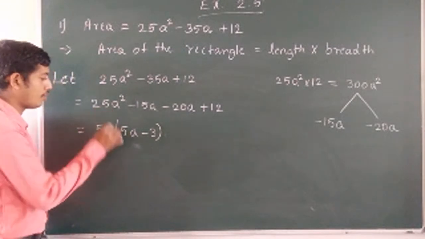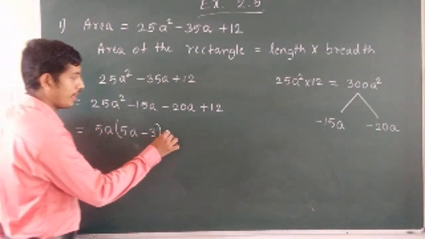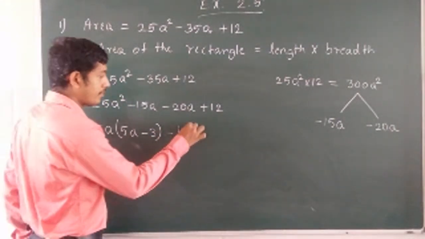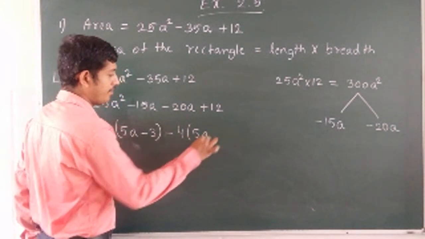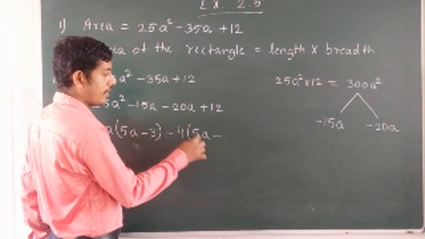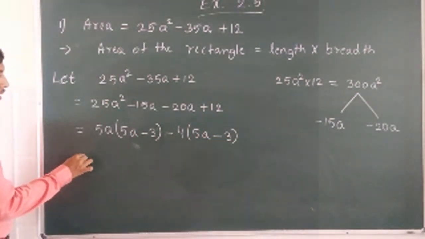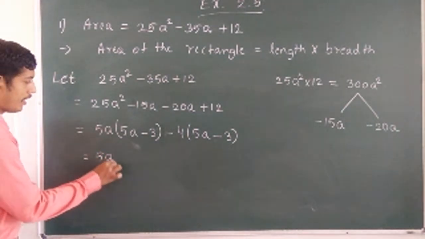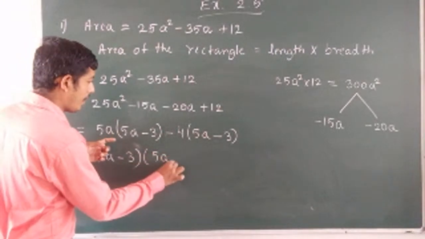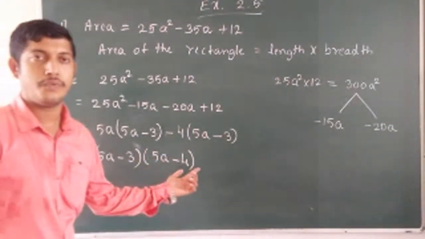Here I will take 4 outside. 4 fives are 20, and minus into minus is plus, therefore 4 threes are 12. So it becomes 5a minus 3 and the other term is 5a minus 4. One is 5a minus 3, another one is 5a minus 4.